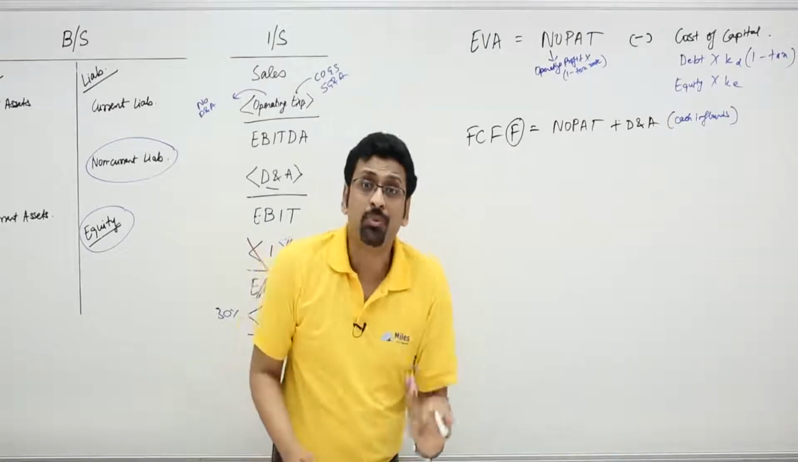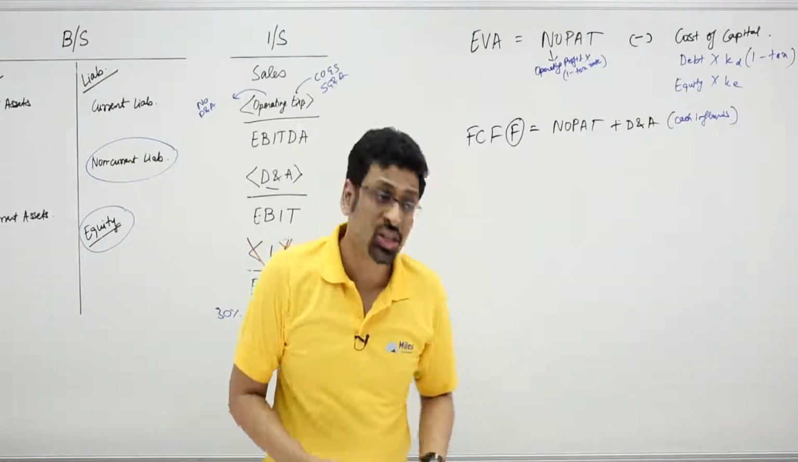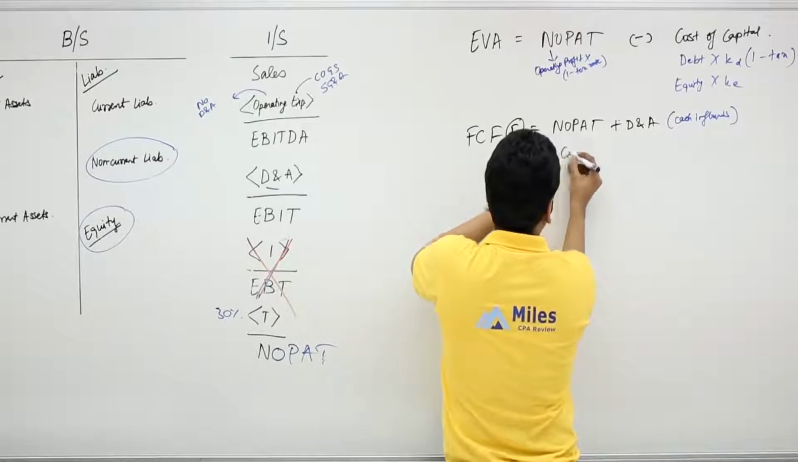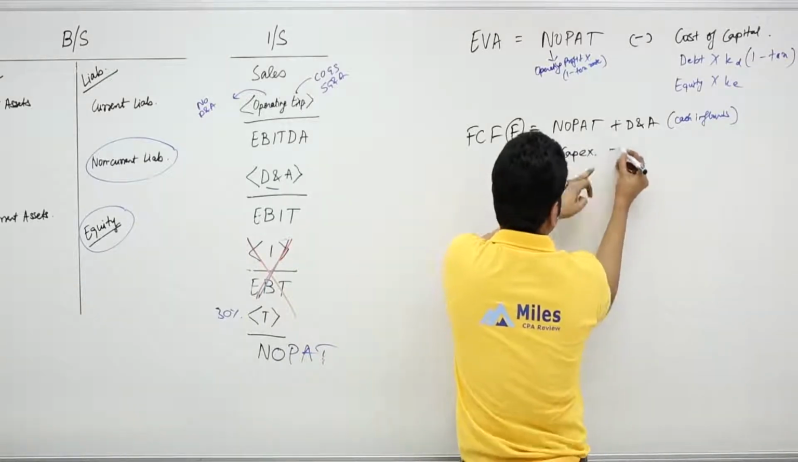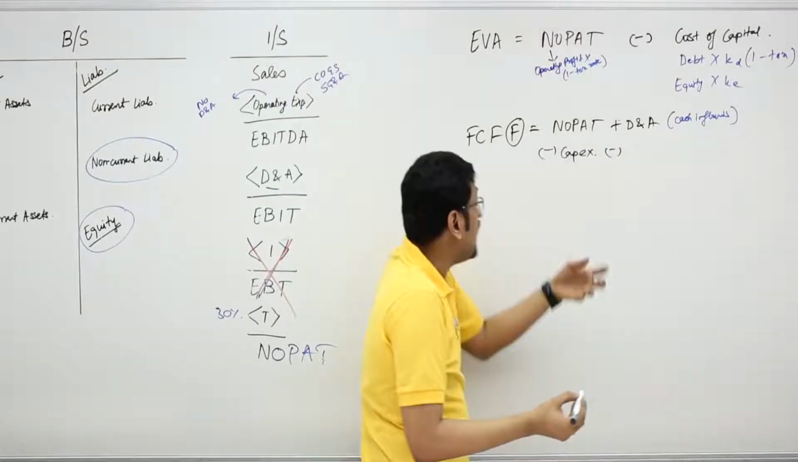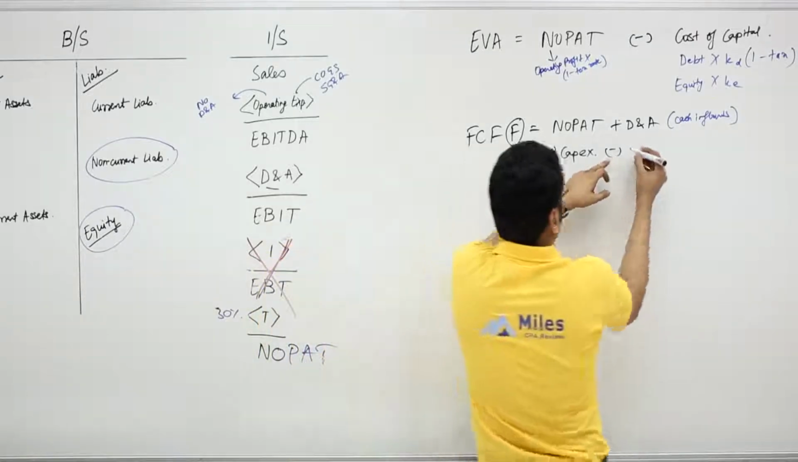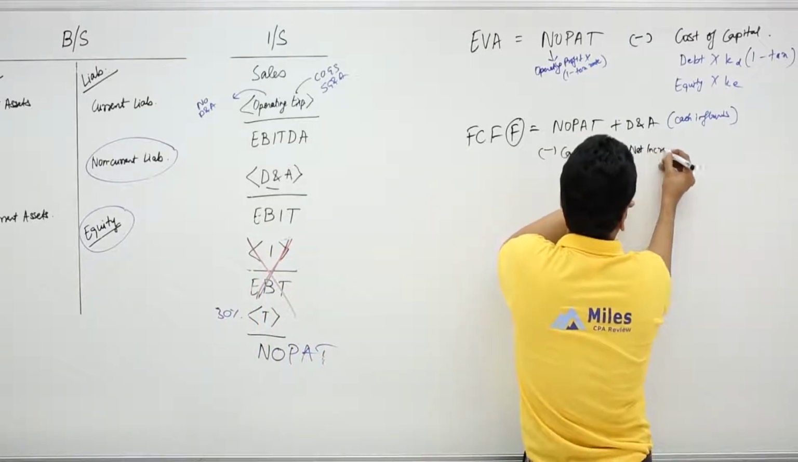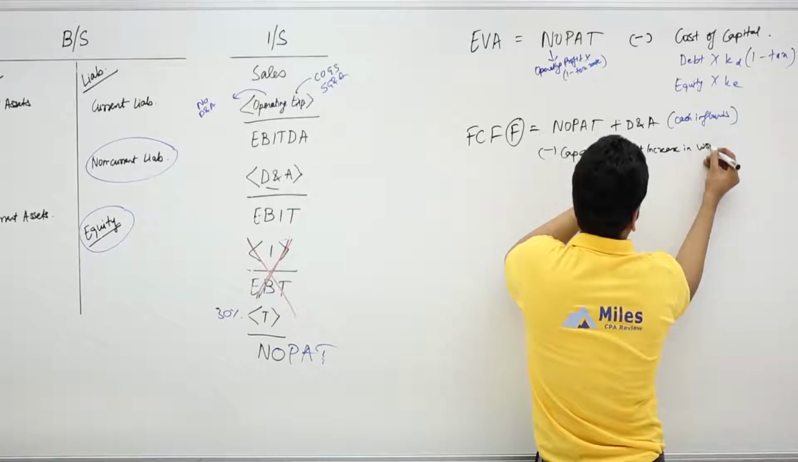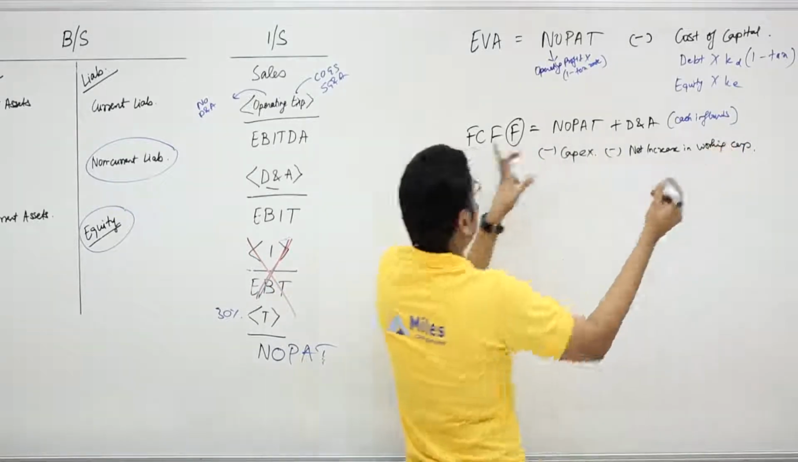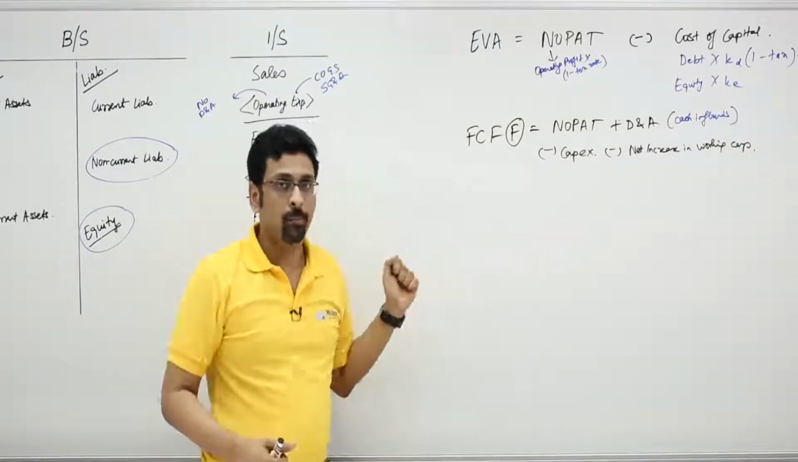And then we're going to subtract any capital expenditure that we have done. So we're going to do minus any capital expenditure, investing activities, minus any increase in working capital because of the project. Would give us free cash flow that's gone into the firm.